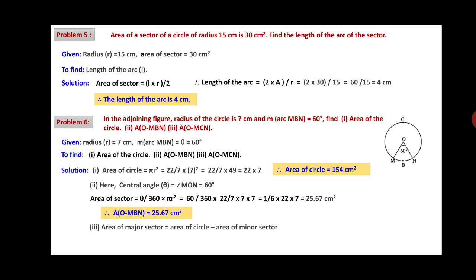The third, area of the major sector is equal to area of the circle minus area of the minor sector. So here, therefore, area of the sector OMCN will be equal to area of the circle minus area of OMBN, which will be 154 minus 25.7, which will be 128.3 centimeter square. Now, therefore, area of the sector OMCN is 128.3 centimeter square.